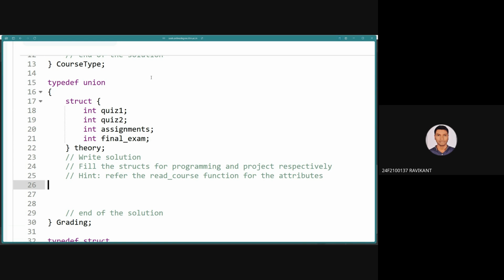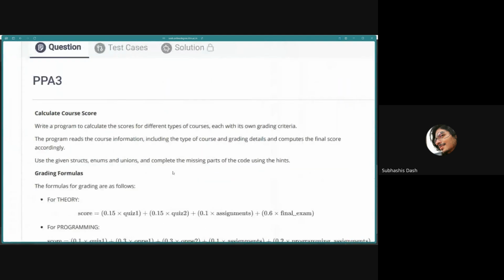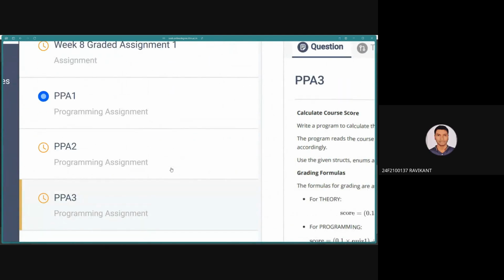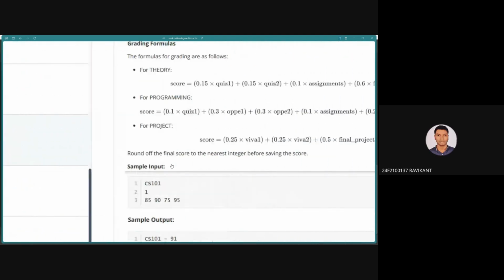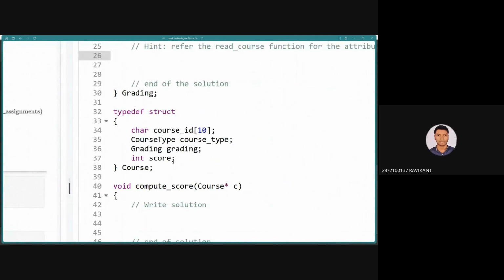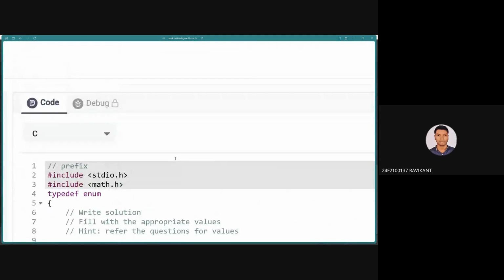To do a better way to... Have you attempted this programming assignment? No way. I have attempted only PPA 2 and I got stuck in the second function.